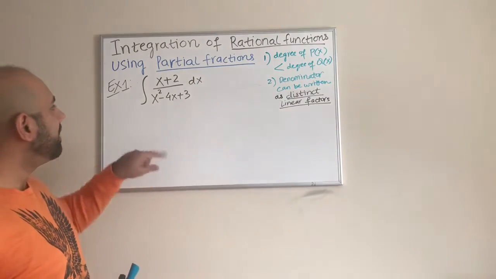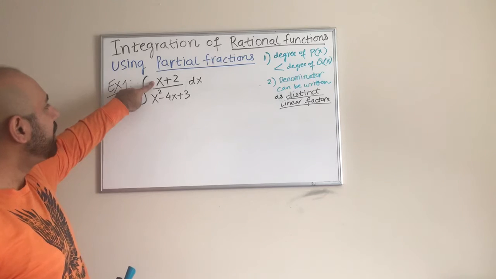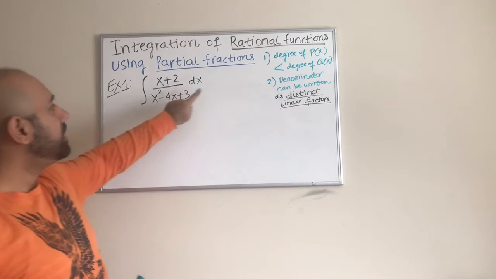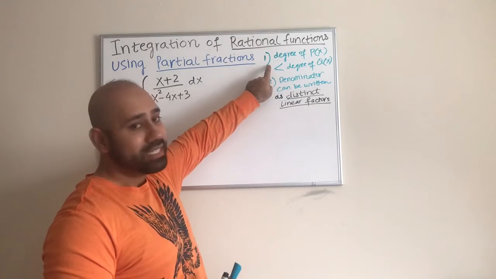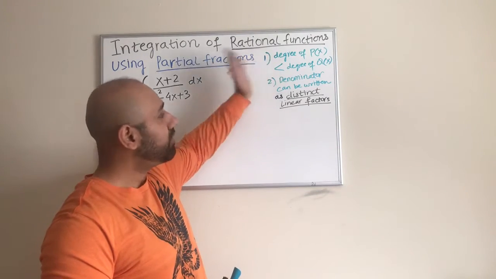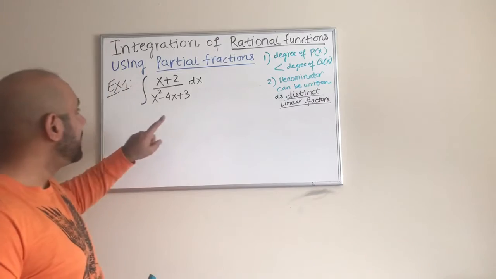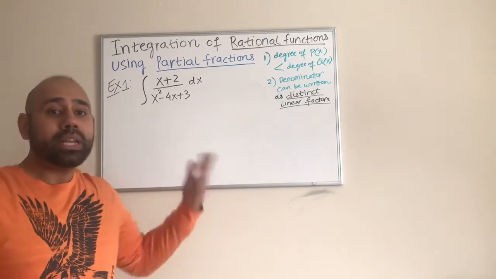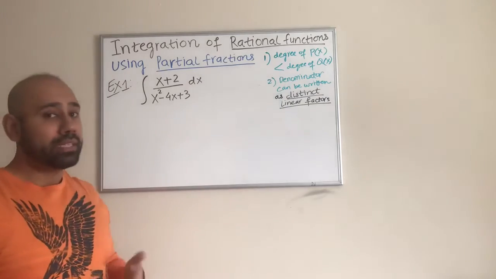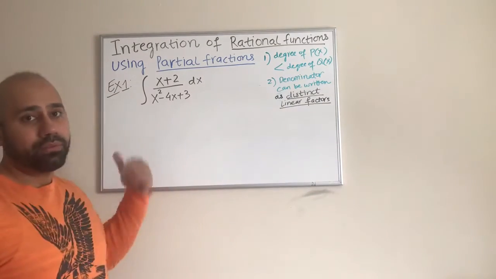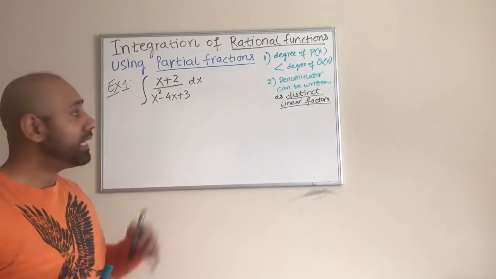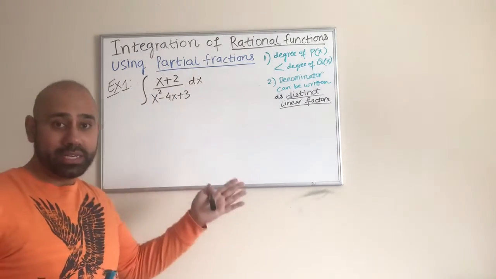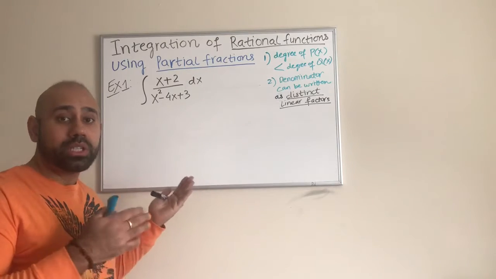Number one, guys, the degree of the numerator. The degree of the numerator is 1, and the degree of the denominator is 2. So the first point is checked, which means it satisfies that first condition. And the second condition is to see that the denominator can be written as distinct linear factors. That is something one has to still verify for this case. So let us go ahead and verify that, and if it satisfies both of those, then we can break it down like we wrote in the general form.